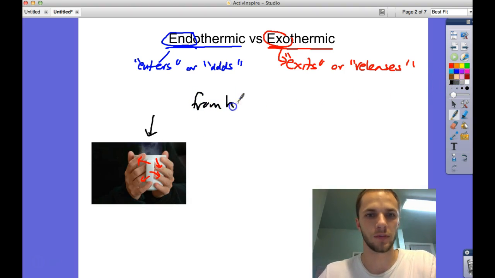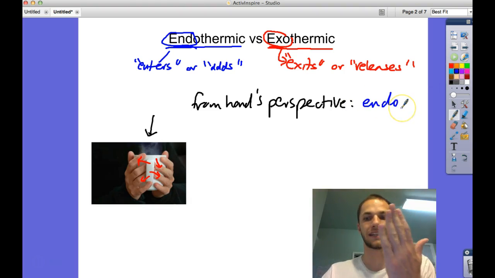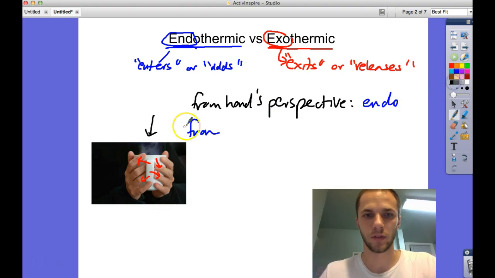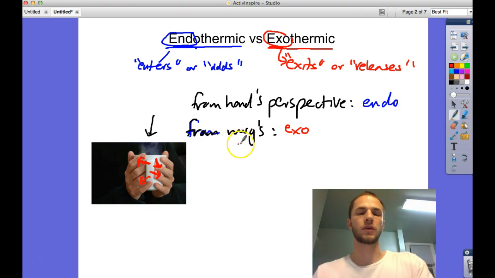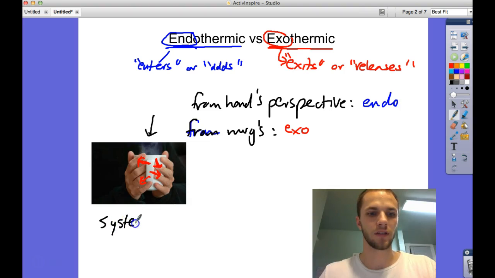So from your hand's perspective, this is an endothermic process because your hand is gaining energy. It's gaining heat from the mug, which is why it feels hot. However, from the mug's perspective, this is actually an exothermic process because the mug is losing heat. It's releasing heat into your hand. So we can see that whether a process is endothermic or exothermic depends on what perspective we're looking from.